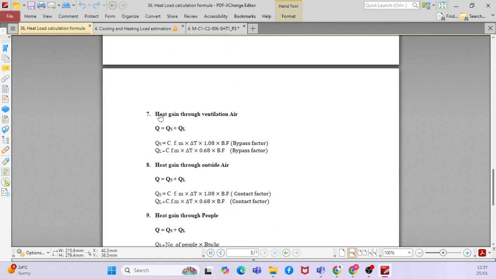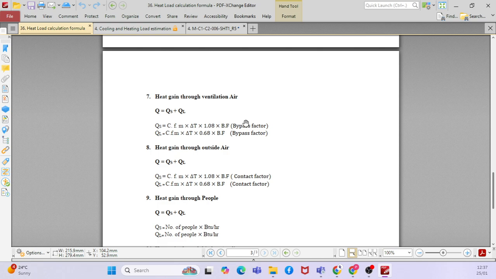Similarly, heat gain through the ventilation air. There is ventilation air which comes from outside. So here you can see there is CFM multiplied by delta T multiplied by 1.08 multiplied by bypass factor. Then you have a latent load. This is also the same, delta H, or you can say delta T, but it's a humidity ratio difference.